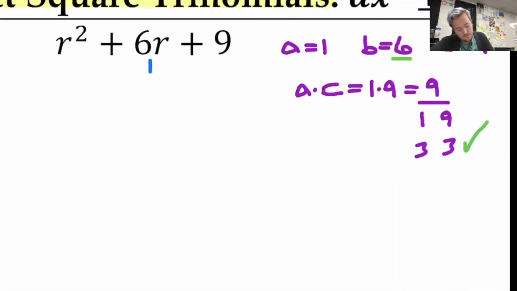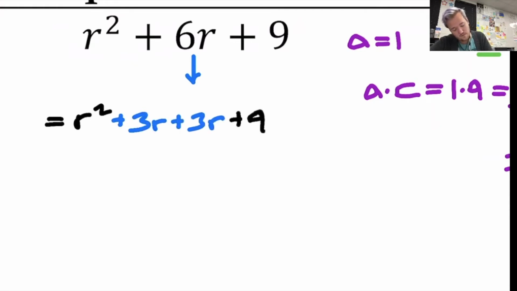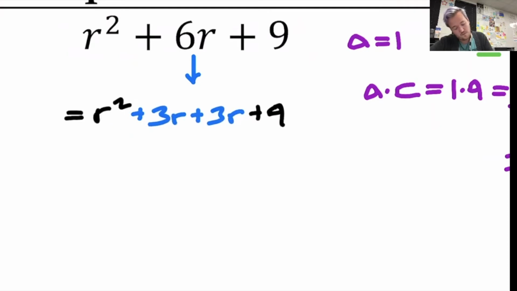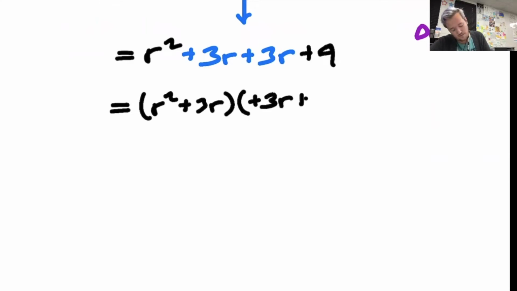So here, I'm going to draw my arrow going down. All right, so I'm going to have r squared plus 3r plus 3r plus 9. All right, so now I'm going to do grouping. So I'm going to group the first two terms together. So r squared plus 3r. Then my second group is going to be my second 3r, then plus 9.